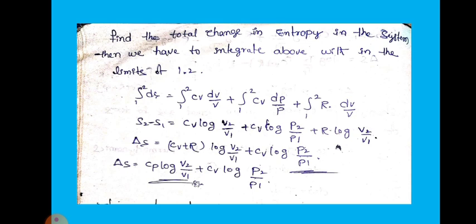The above equation represents the change in entropy of an ideal gas in terms of temperature and pressure. So once again I will explain: the change in entropy of an ideal gas in terms of temperature and pressure.